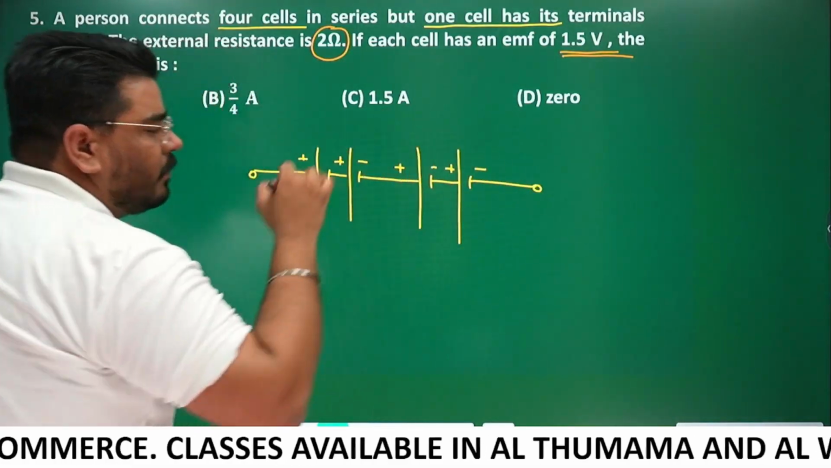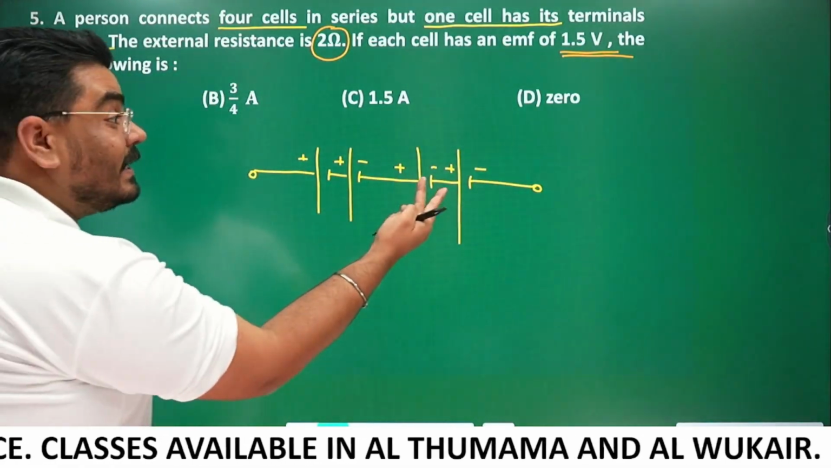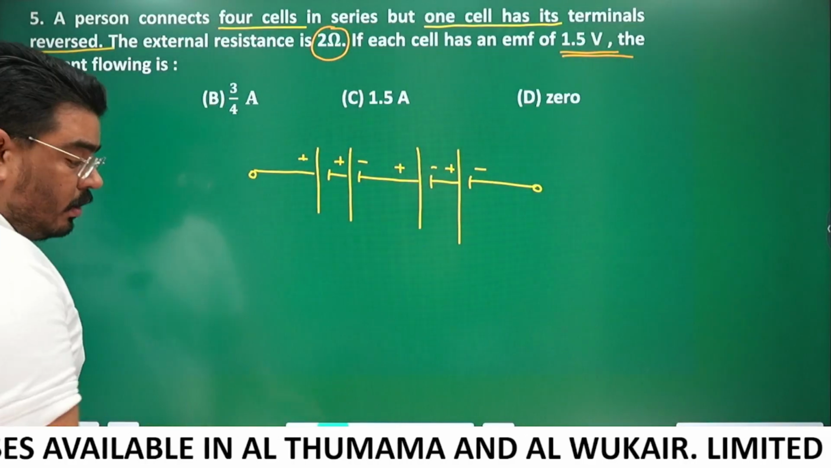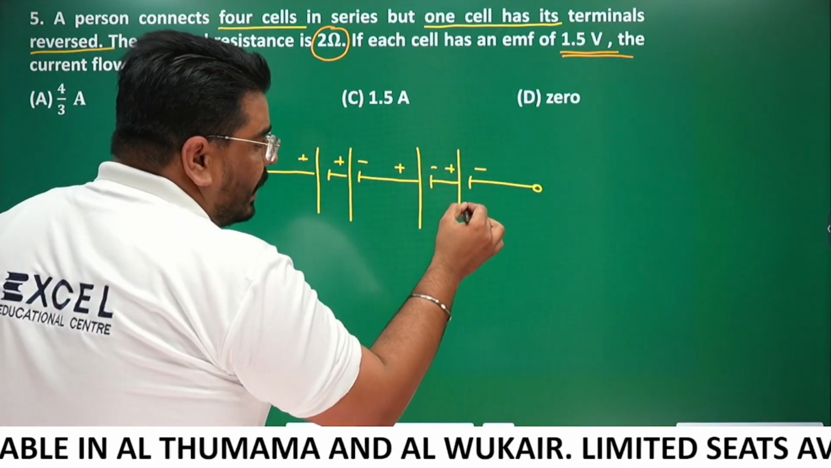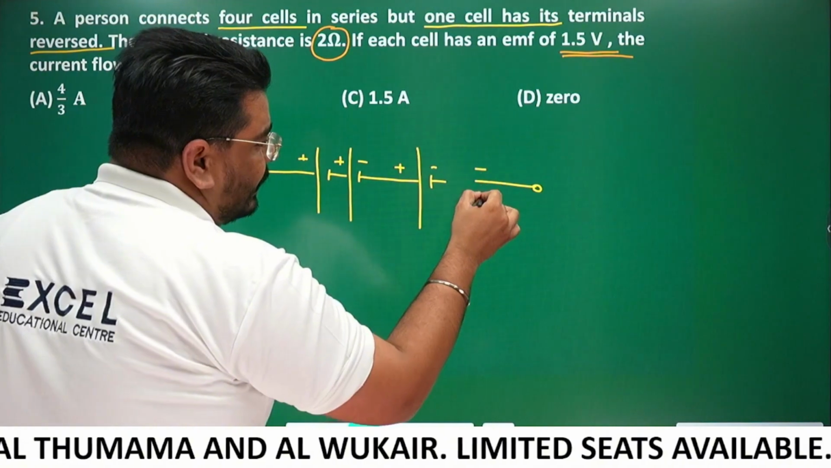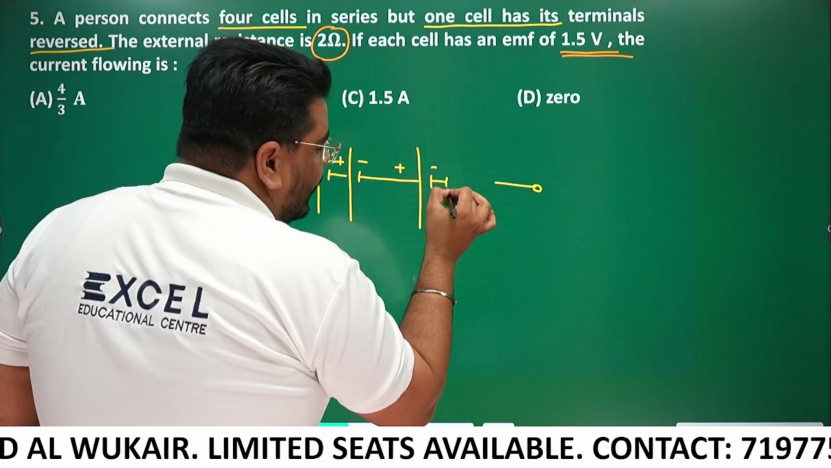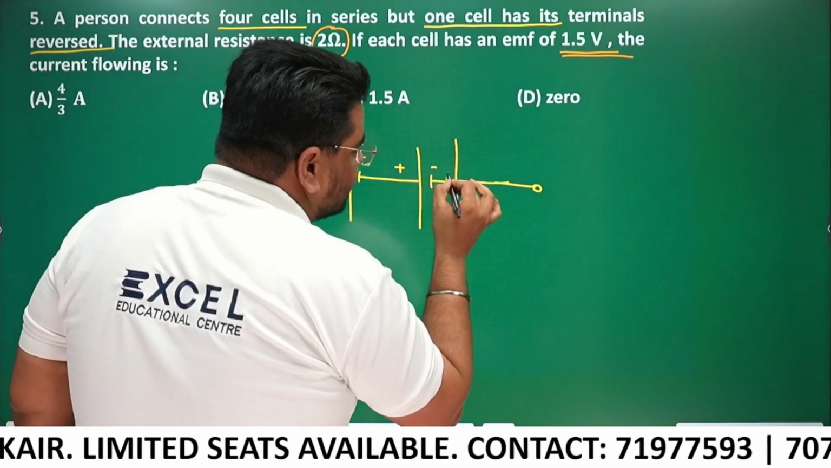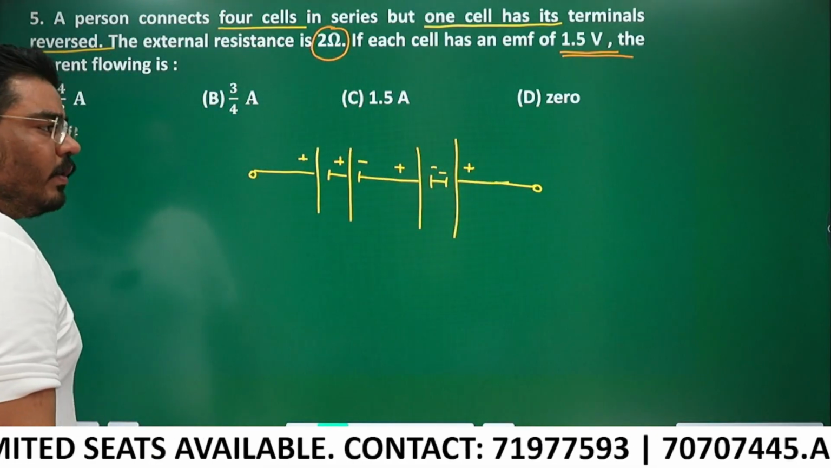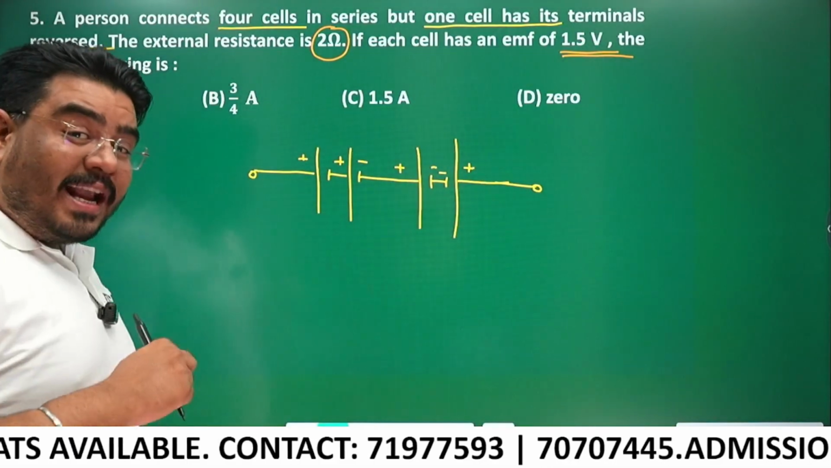This is how the 4 were connected. But now, sir, they said one of them got reversed. Oh, if one of them has got reversed, so sir, I think this should look something like this. Everyone, follow it up. I think it should look something like this. Okay. Sir, what will happen? Will it make any difference?